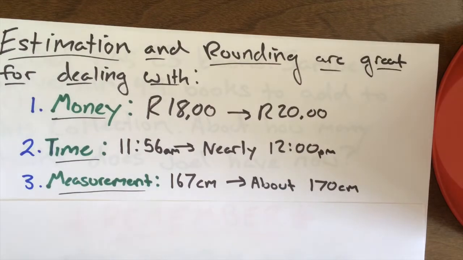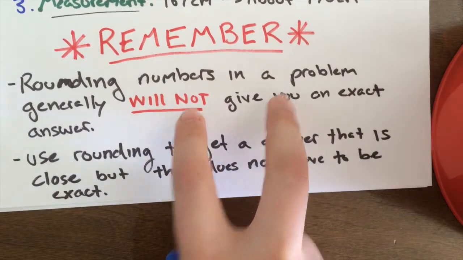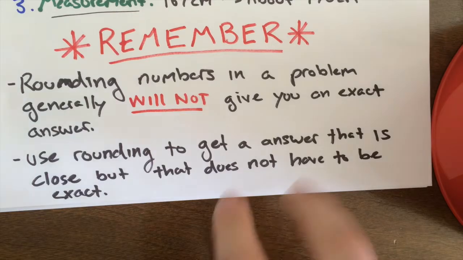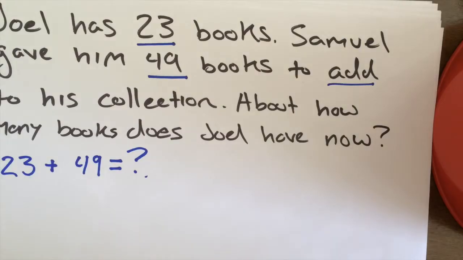And also, please remember, and this is important, that rounding numbers in a problem generally will not give you an exact answer. We only use rounding to get an answer that is close, but that does not have to be exact. And I'm going to give you some word problems to practice this. Here's our first word problem. Joel has 23 books. Samuel gave him 49 books to add to his collection. About how many books does Joel have now?